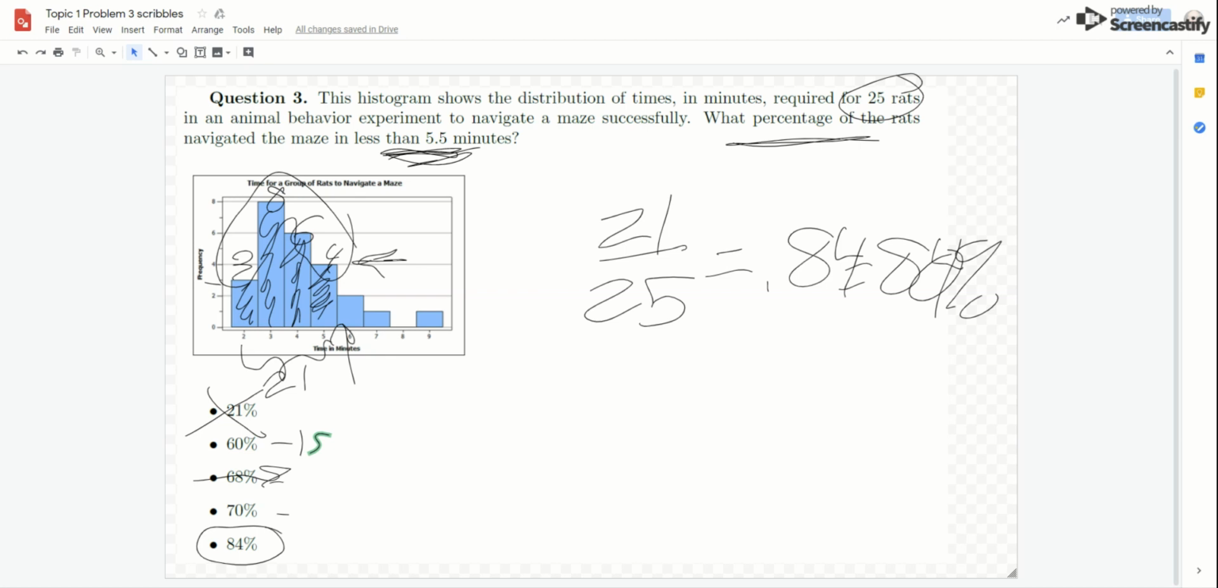And 70% would be, that's something like 17 and a half. I don't really know how you might get that number of rats for the 60% or 70%. Maybe it's just somebody who's trying to eyeball and guesses. But 84% is the answer.